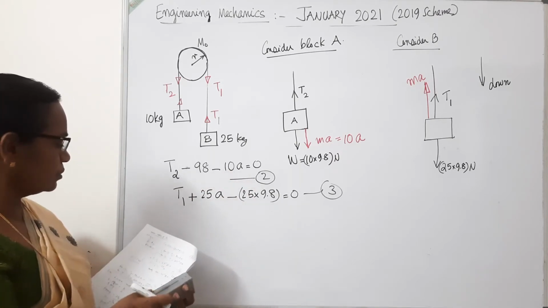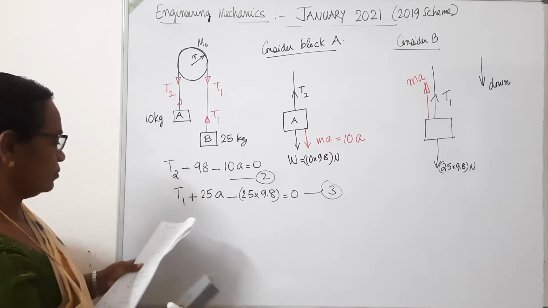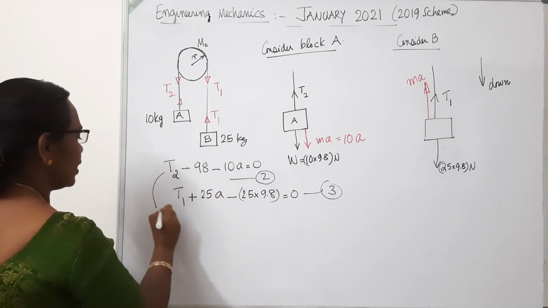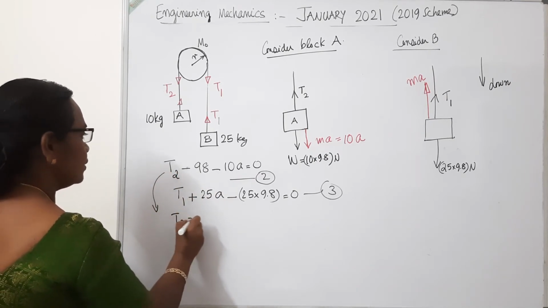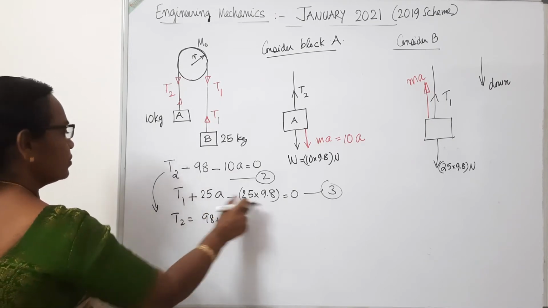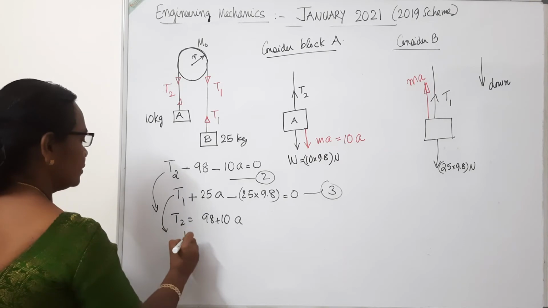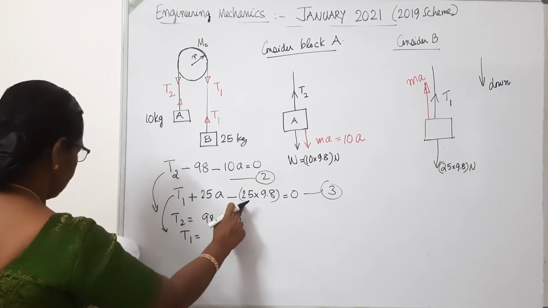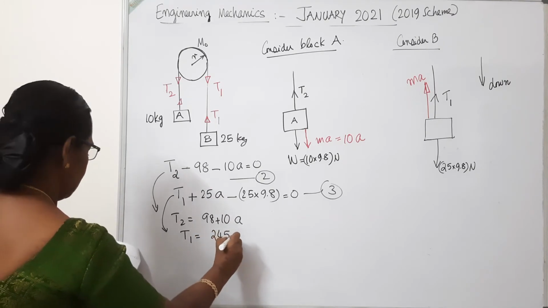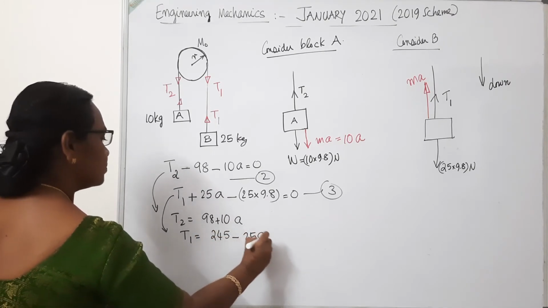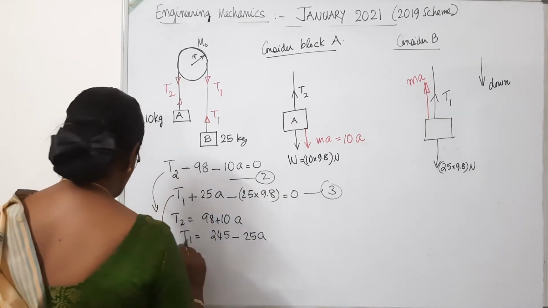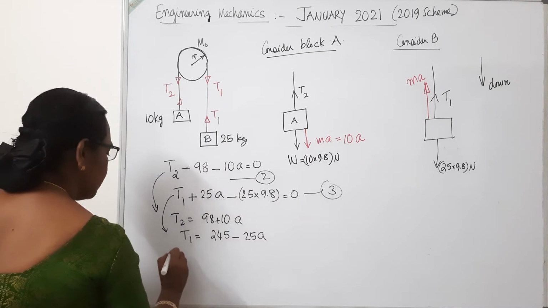Now how to solve this? From equation 2, I can write T2 is equal to 98 plus 10A. From equation 3, I can write T1 is equal to 25 into 9.8, that is 245, minus 25A. So from 2 and 3 I have written T2 and T1. Now let us find T1 minus T2.